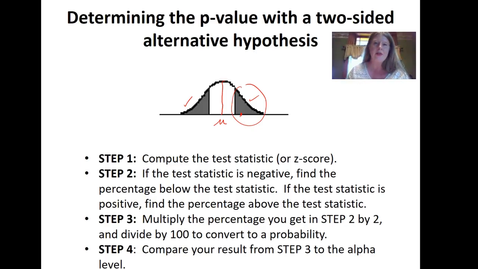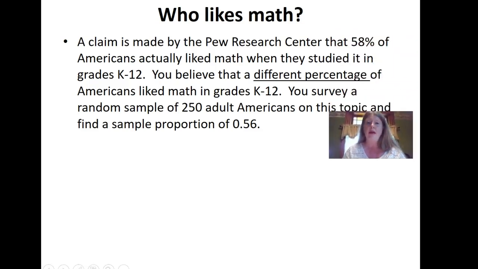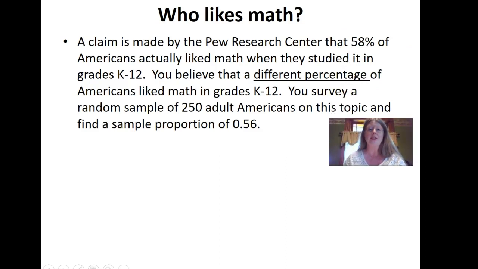Okay, let's jump into a new example now where we're going to conduct a two-sided or two-tailed test. So I thought this was kind of an appropriate example for Stat 1350. Who likes math? A claim is made by the Pew Research Center that 58% of Americans actually liked math when they studied it in grades K through 12. You believe that a different percentage of Americans liked math in grades K through 12. You survey a random sample of 250 adult Americans on this topic, and you find a sample proportion of 0.56.